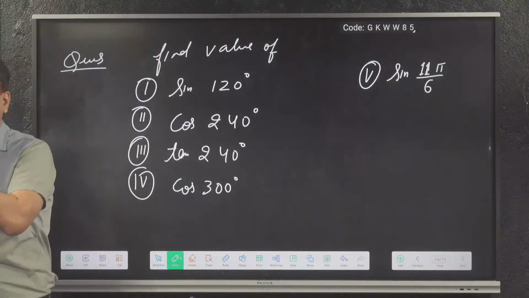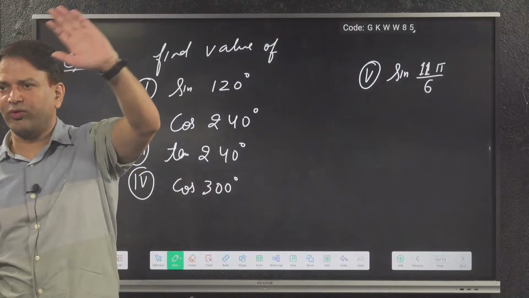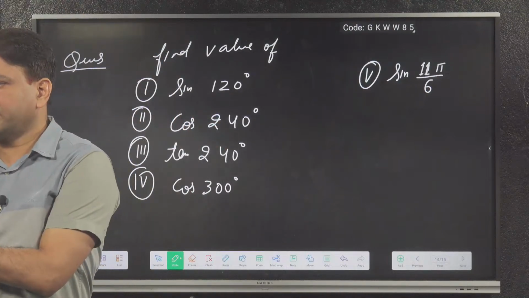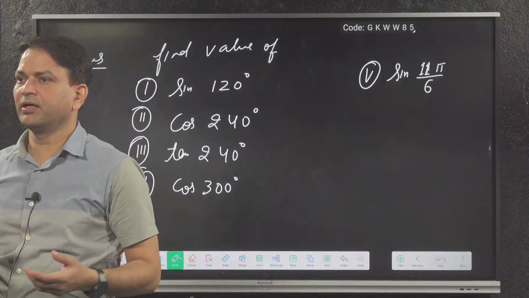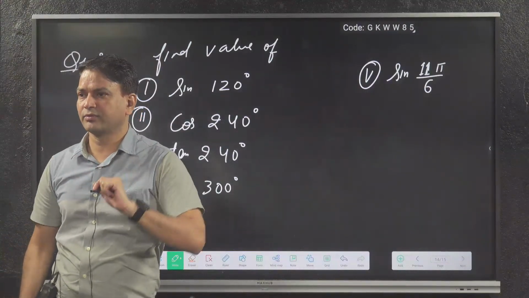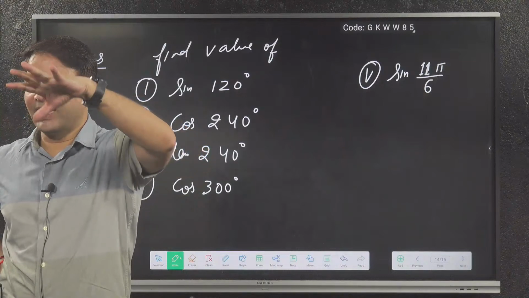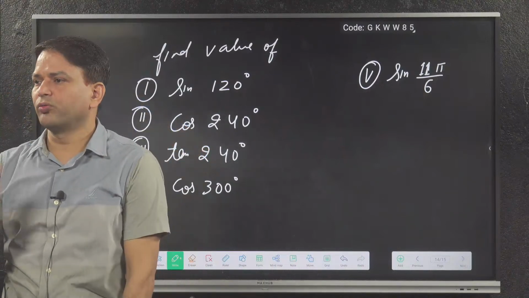Now I will show one or two, the rest you will find on your own. Sine 120 degree I gave. We know that 120 is more than 90. So first the simple way: I will convert it into 90 plus something. When I gave 120, two options are there. When you see the angle is more than 90, there are two ways to split.